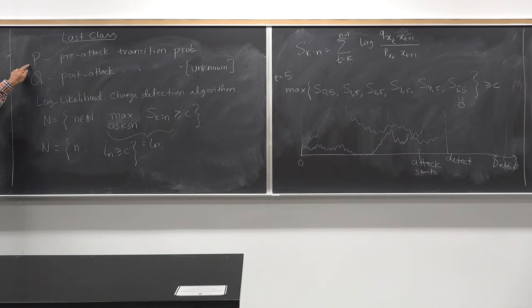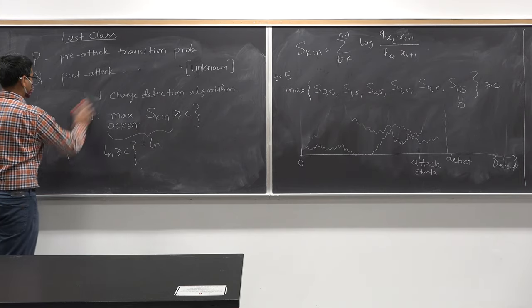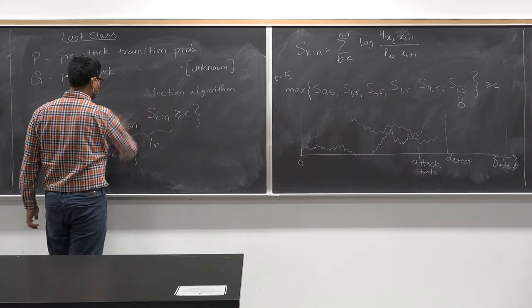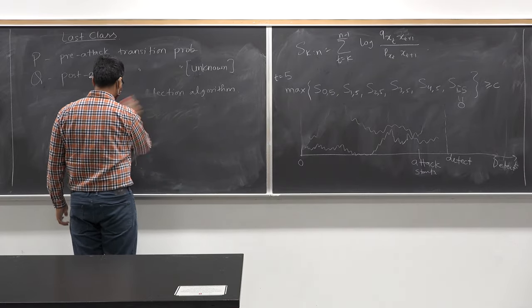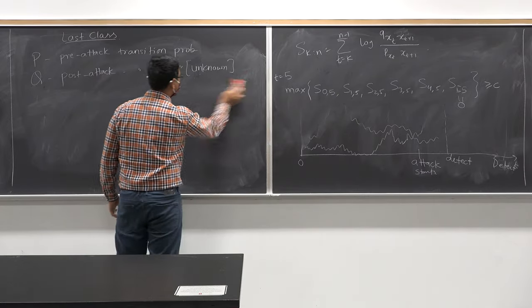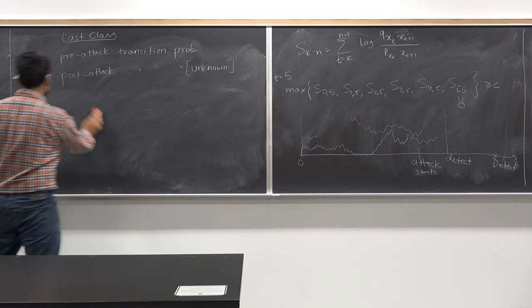So the pre-attack transition probability, I know it because I have the system that is working normally. The post-attack case, I'm not quite sure what kind of behavior I'm going to see from the system, and that is unknown. Now, none of this theory is going to work because it requires knowledge of Q, and we don't know Q.